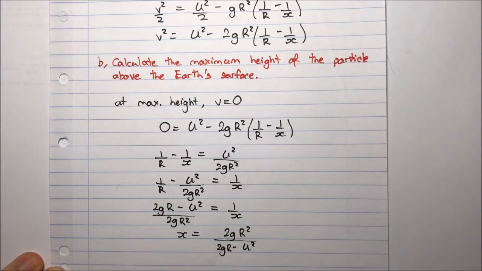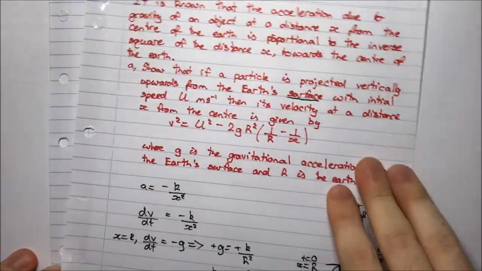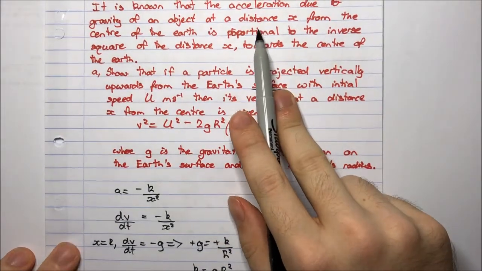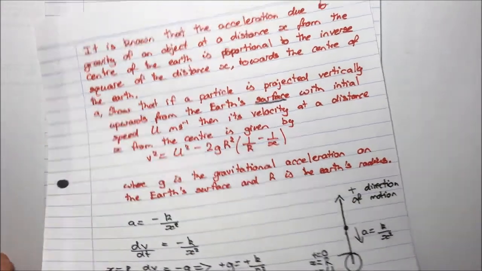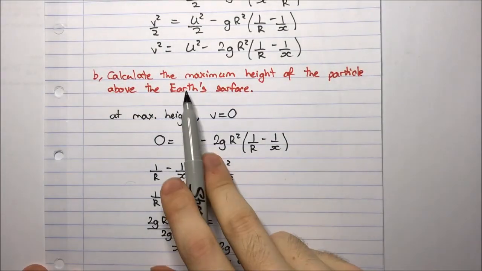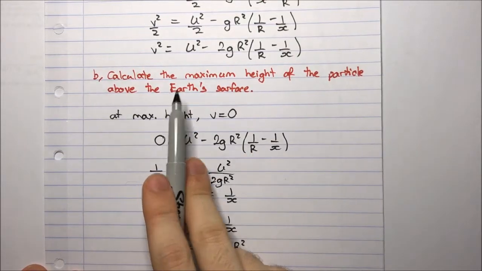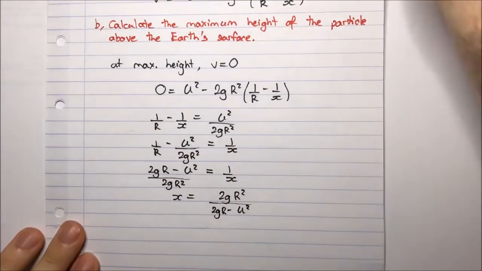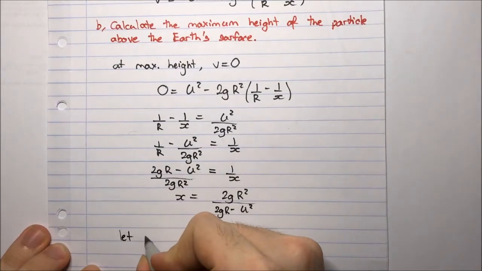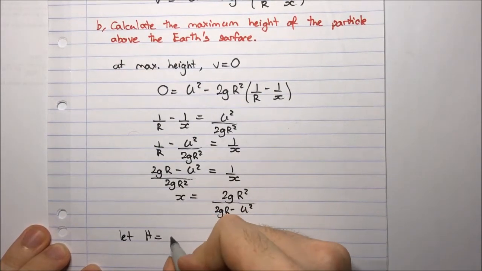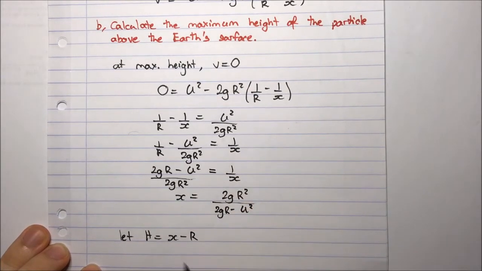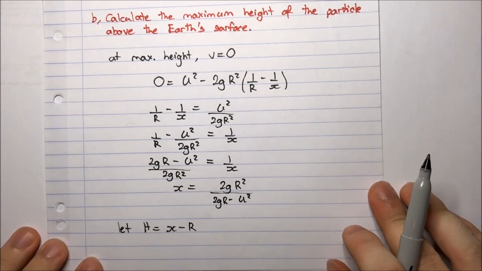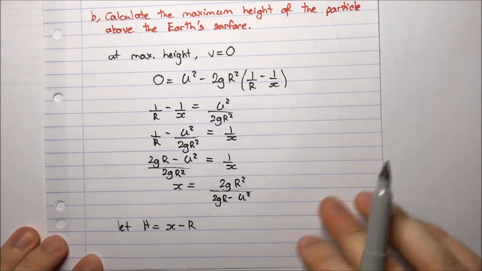In the original question, we were told that x is the distance from the center of the Earth. But that's not what we want. Our question here has now asked for the maximum height of the particle above the Earth's surface. So I'm going to say let h equal x minus R. Yep, x minus R, because this takes off the radius, and so now it's from the surface of the Earth.